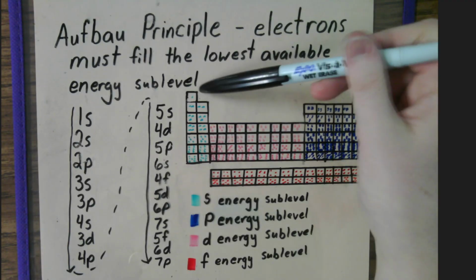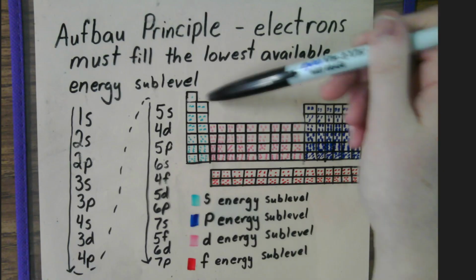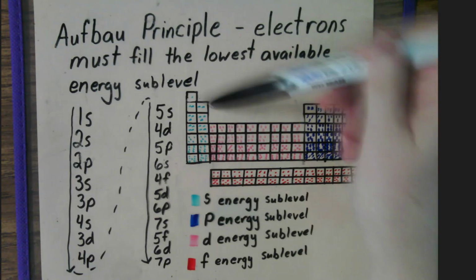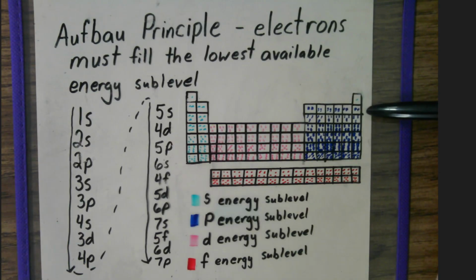So we start here at 1s. These two fill because s can only hold 2 electrons. Then we go on. Here we've got another 2, and then we continue all the way over to the p energy level. The p energy level can only hold up to 6 electrons. We continue to go down.